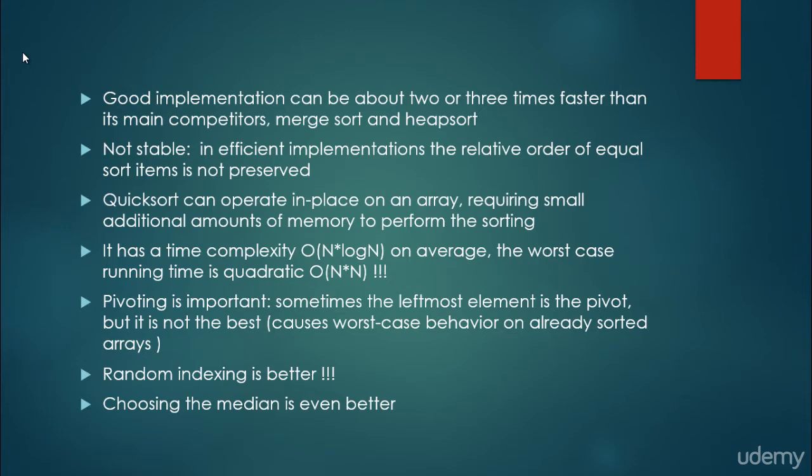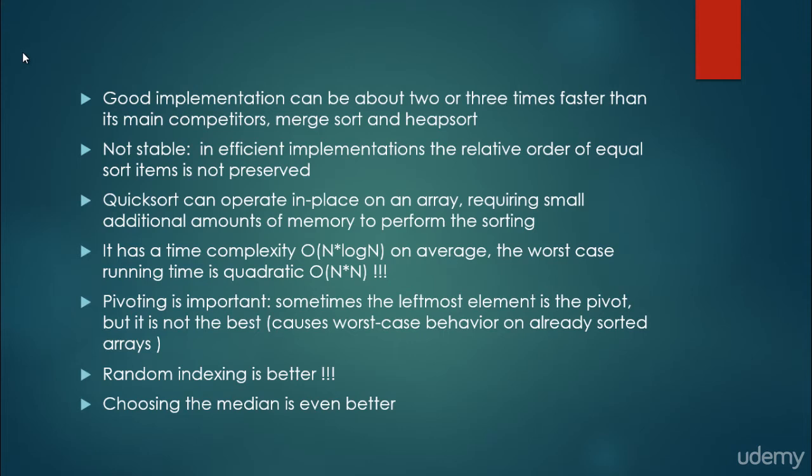Every sorting algorithm has advantages and disadvantages, and the main disadvantage of Quicksort is the need for pivoting, because pivoting is very important. Sometimes the leftmost element is the pivot, but it is not the best, as it causes worst case behavior on already sorted arrays, so random indexing is usually better as far as pivoting is considered. We are going to talk about it later at the illustration, and it will be clear. And choosing the median is even better.